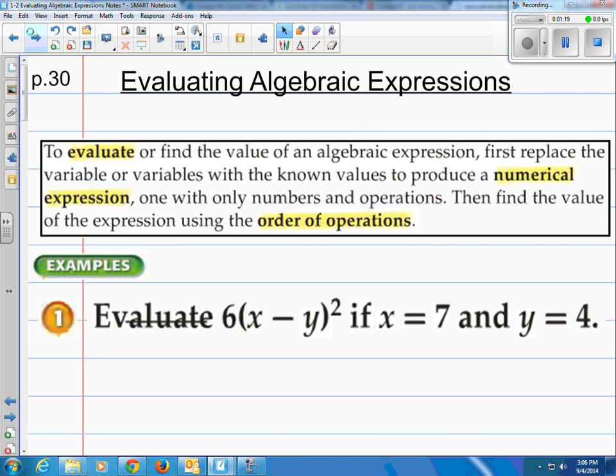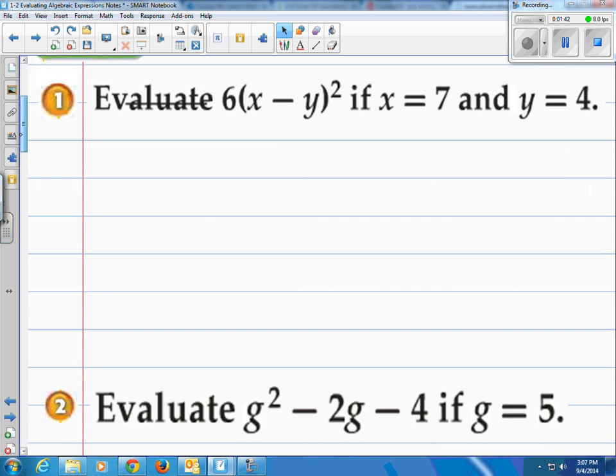To evaluate, or find the value of, an algebraic expression, first replace the variable or variables with the known values to produce a numerical expression, one with only numbers and operations, like we've done in the past. Then find the value of the expression using the order of operations. So it's one more step added in than a numerical expression.